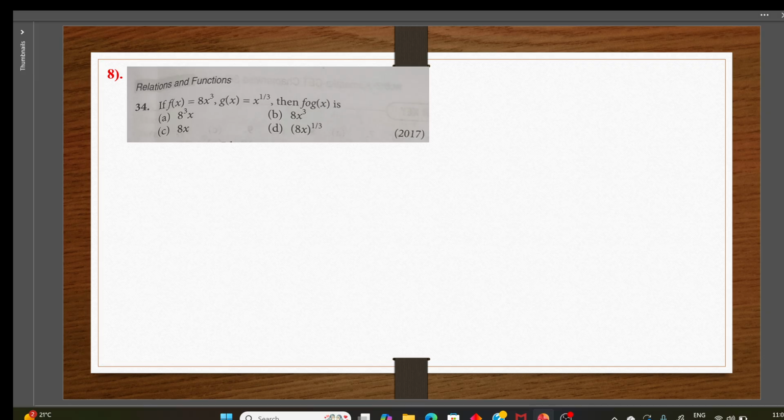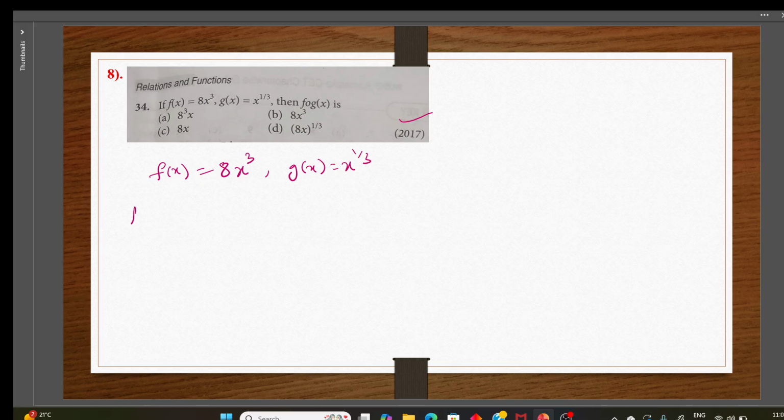Next question. This question is also from 2017. f of x is equal to 8x to the power of 3, and g of x is equal to x to the power of 1 by 3. Then f of g of x is what? This is a question from 2017: f of x equals 8x cubed, g of x equals x to the power of 1 by 3.